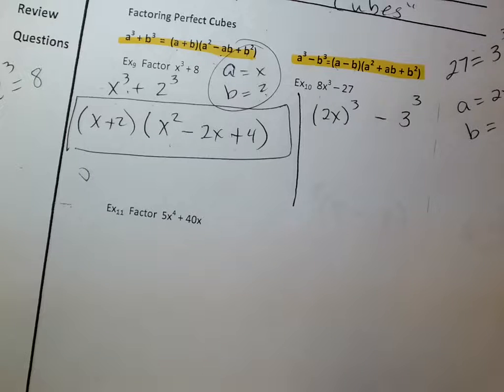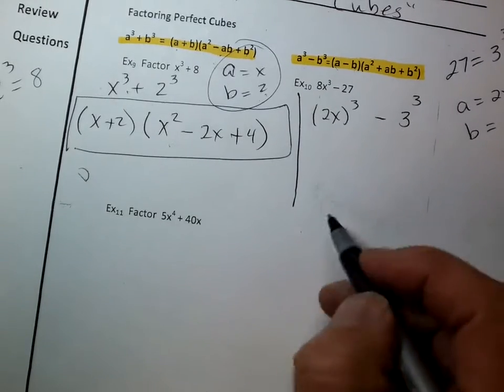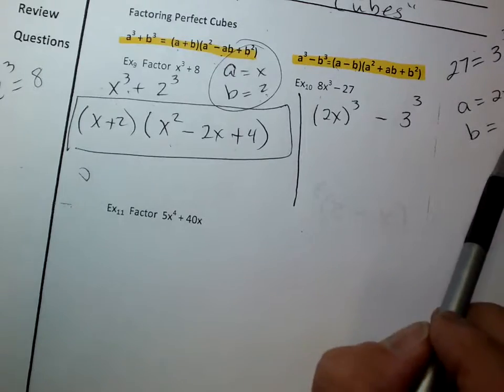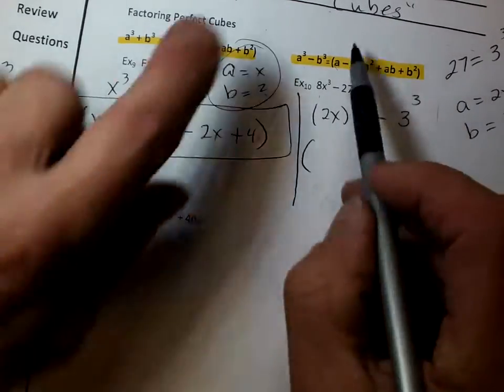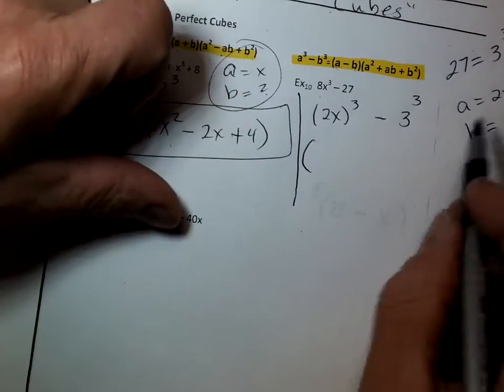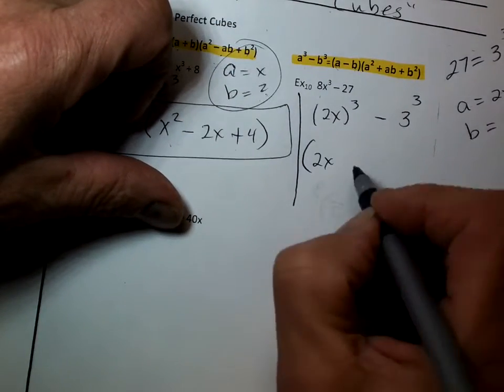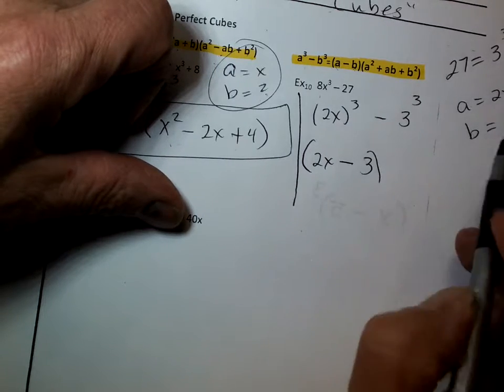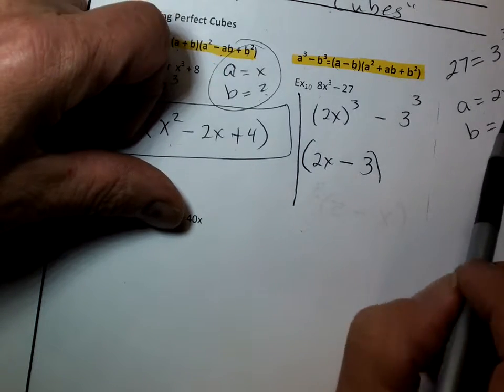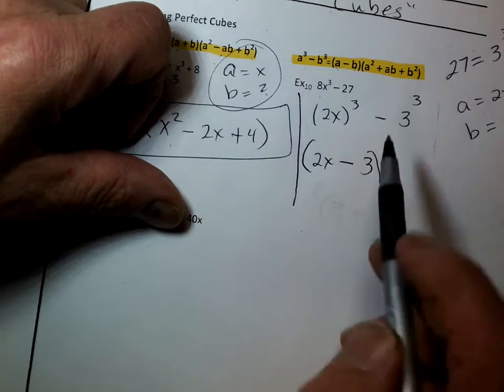Cube subtract cube is this form, okay? There's my a, there's my b, okay? B is 3, not negative 3, okay? So let's check it out. Let's use our formula, okay? So a is 2x, b is 3. Let's plug the numbers in the formula. So it's going to be parentheses. I'm going to go a, which is my 2x, minus b, which is my 3. So I'm just plugging the values for a and b into my formula.